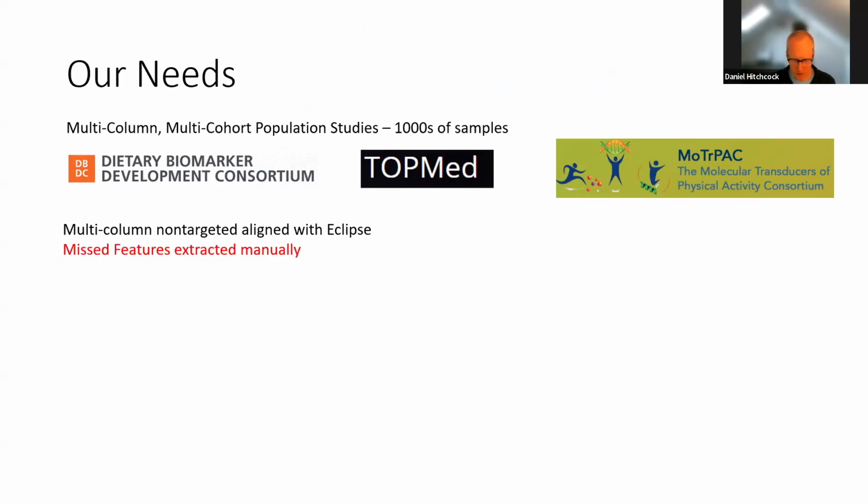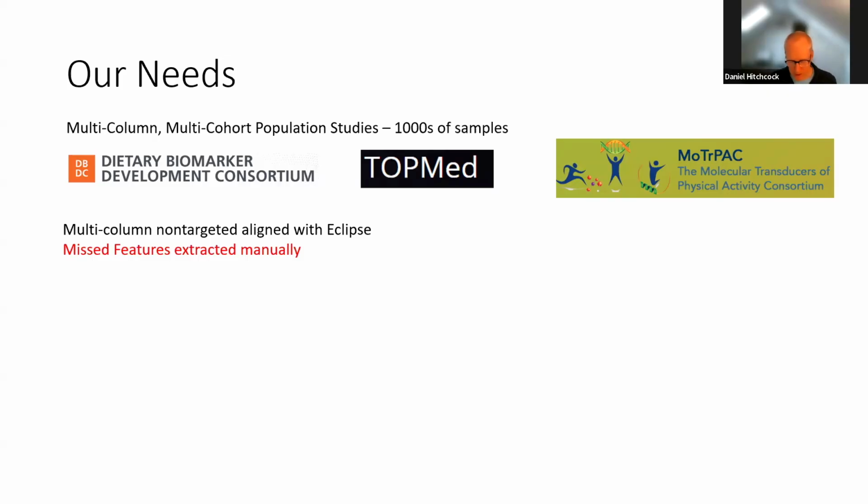For one thing, we run a lot of population studies. I think our largest one now is comprised of multiple cohorts and something like 13 or 15,000 samples. But Dietary Biomarkers, TOPMed, and MotrPAC are some of the larger cohorts or studies, programs we're a part of. And we usually run these in batches and columns. We align them with Eclipse, which is software we released this year.